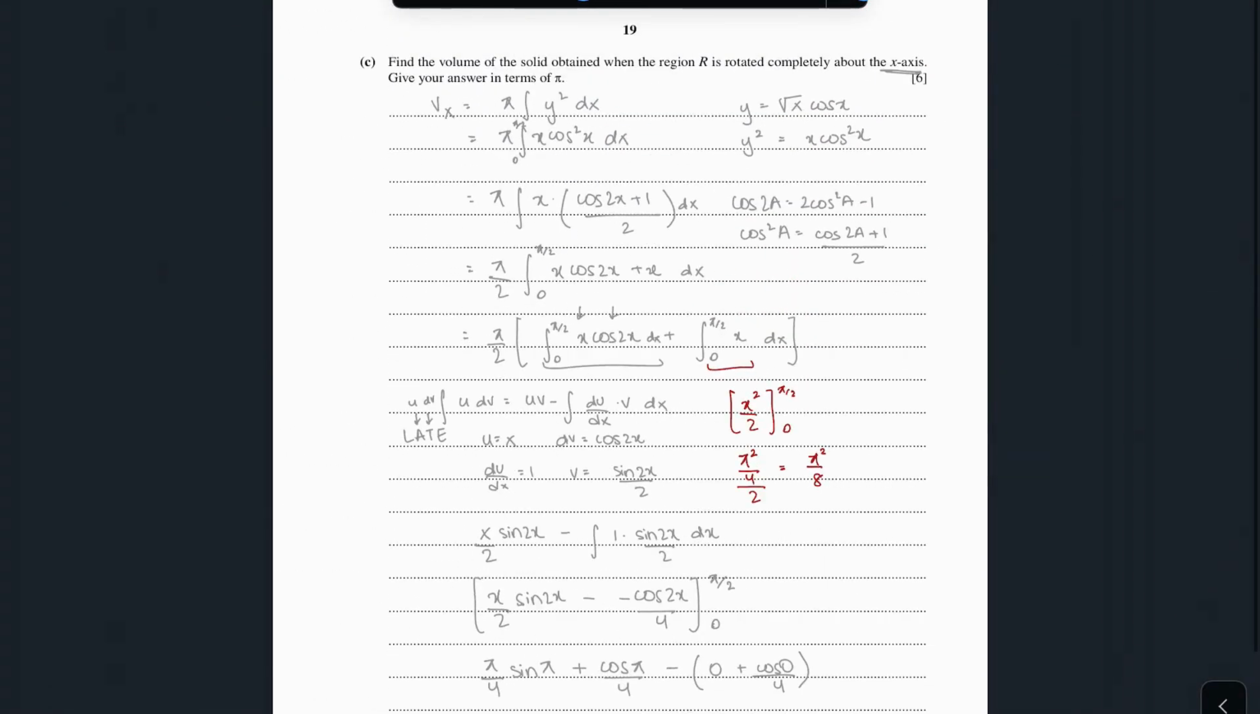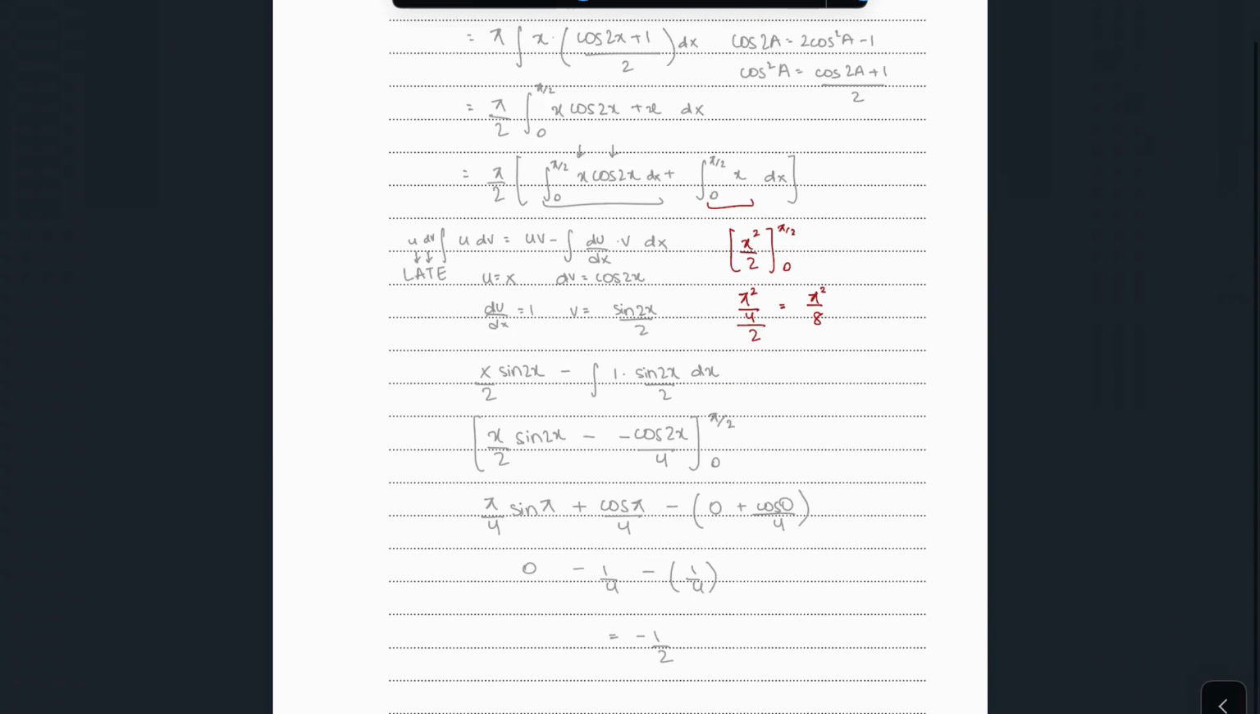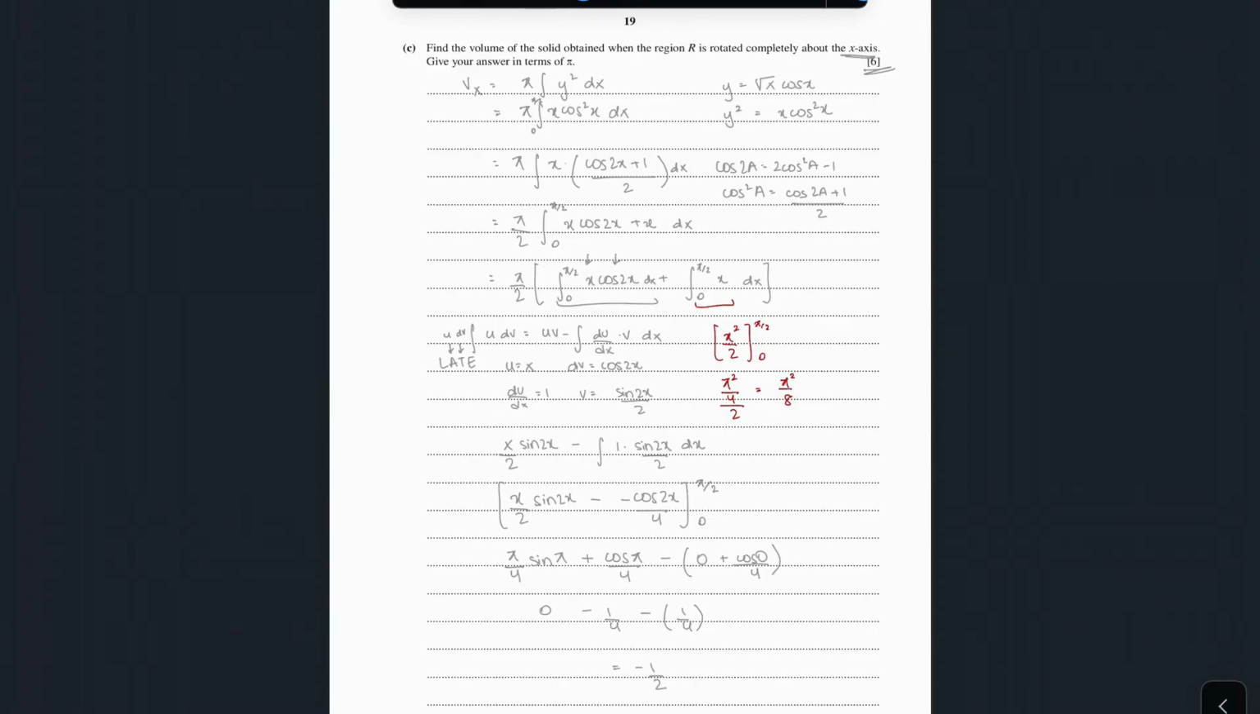And finally, we have solved this 6-mark question and reached the end of our paper.